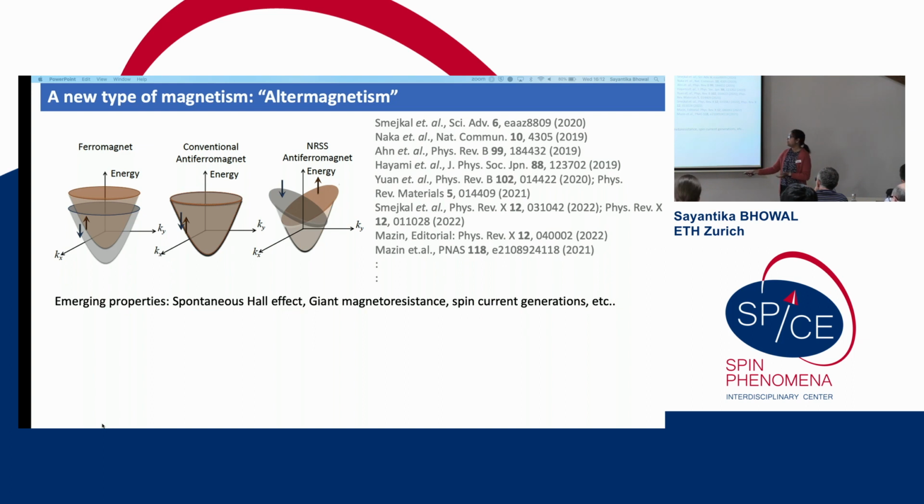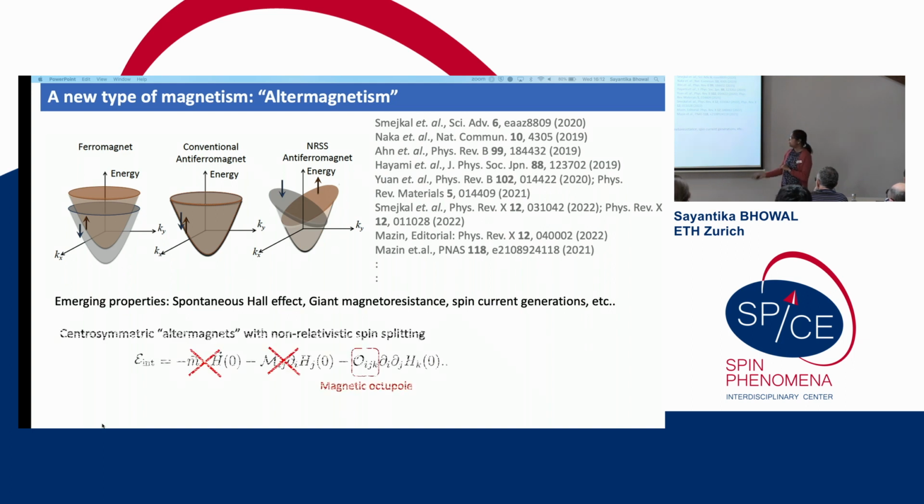And this, of course, has opened up a lot of platform for new emerging properties like spontaneous Hall effect, spin current generation, and so on. But here we want to look at this thing from a different perspective. So we ask the question: in centrosymmetric altermagnets with non-relativistic spin splitting, what actually breaks the time reversal symmetry? So what is the magnetic order parameter which has ferroic ordering?